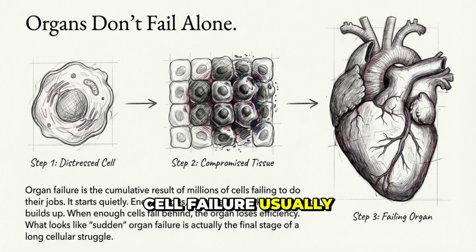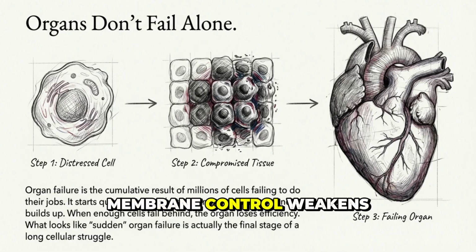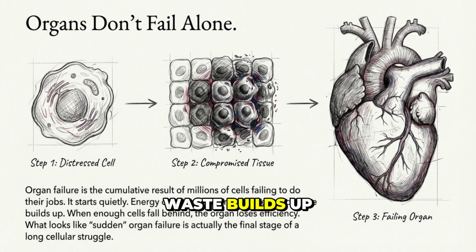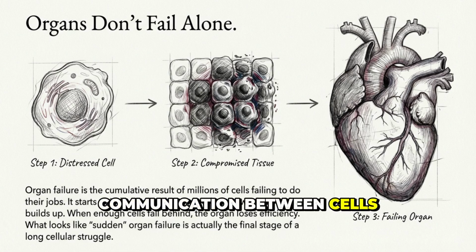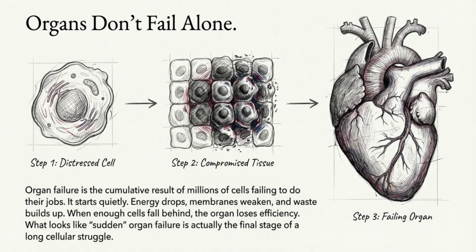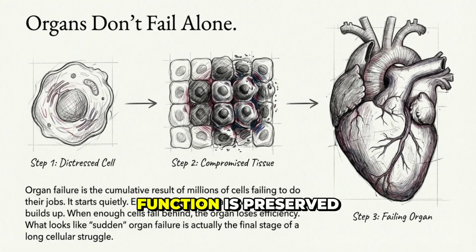Cell failure usually starts quietly. Energy production drops. Membrane control weakens. Waste builds up. Communication between cells becomes less precise. At first, the body compensates. Other cells work harder. Blood flow is redirected. Function is preserved, at least on the surface.